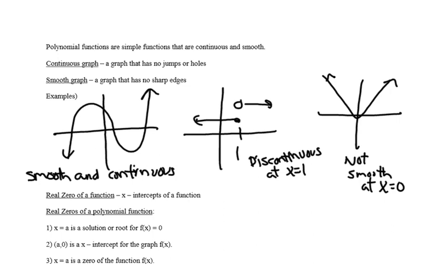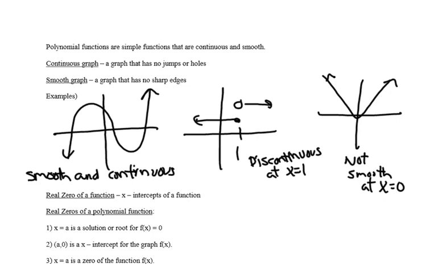Okay. The middle example shows that it has holes or jumps. That is not going to be a polynomial function. In fact, that's a piecewise function. We've already graphed those. Okay, and it's discontinuous at x equal to 1. But you're not going to have any graphs that have sharp edges like the absolute value graph.